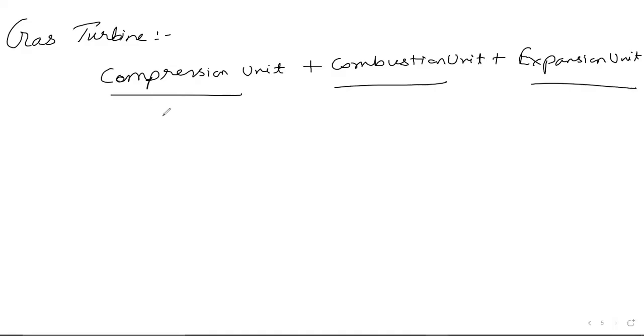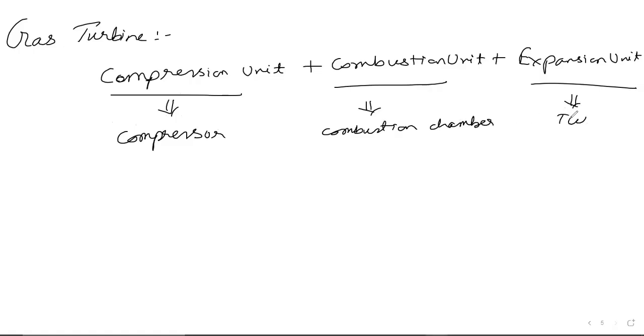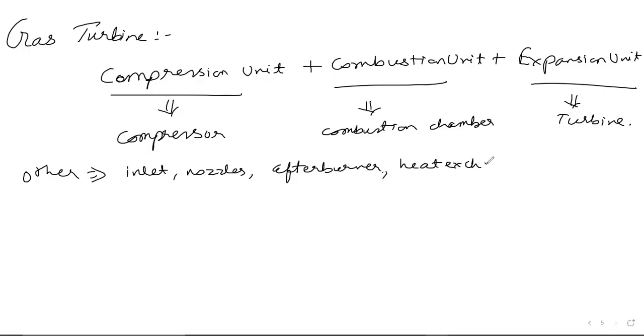If I try to draw this, this is basically the compressor, and this can be called the combustion chamber, and this can be called the turbine, the expansion unit. Now others are also there, it's not like only three. Inlets are there, nozzles are there, afterburner is there, a heat exchanger, intercooler, various types of things are there.